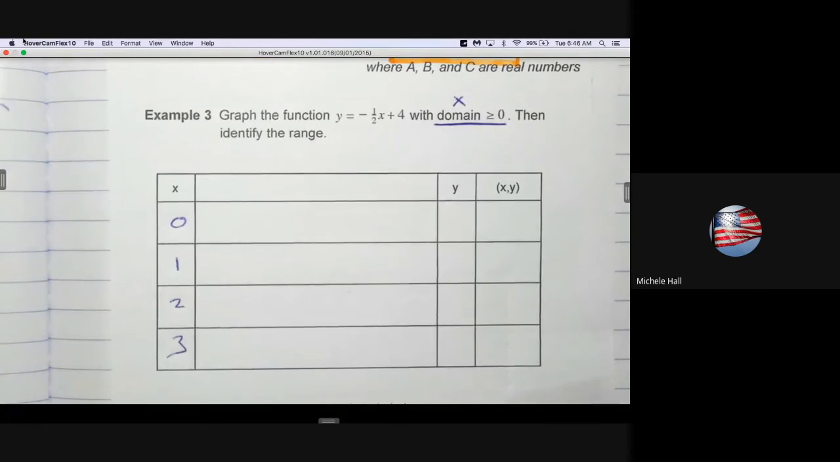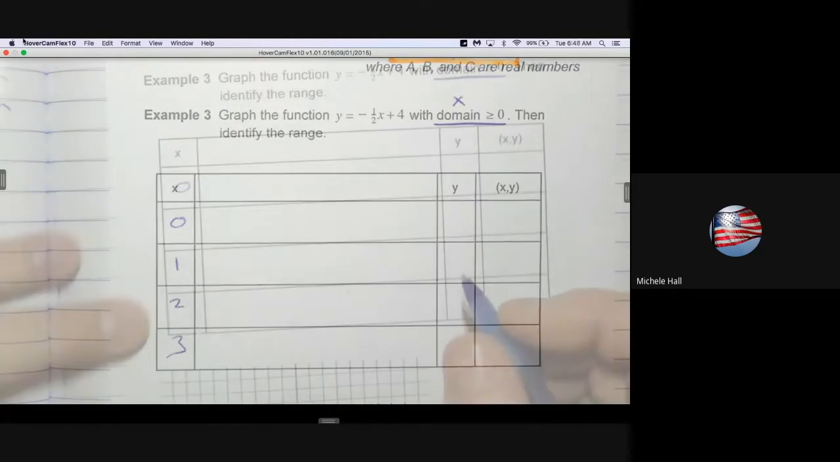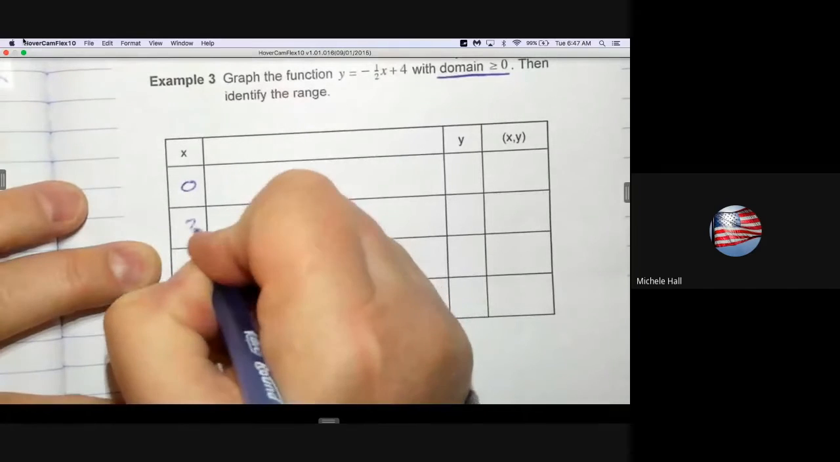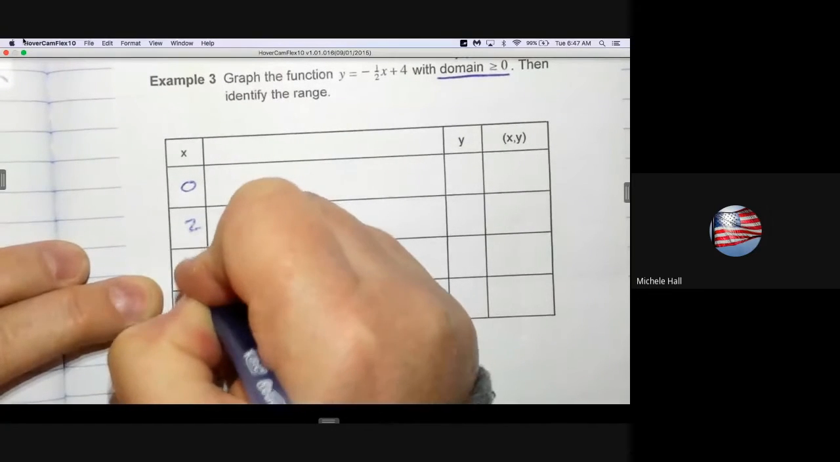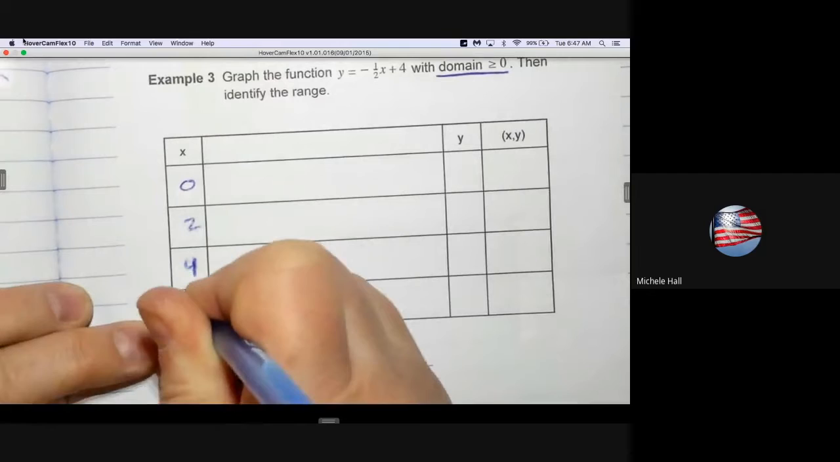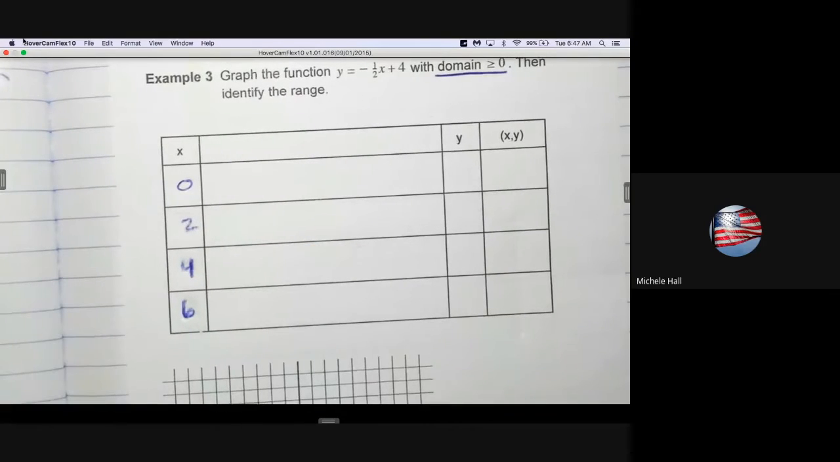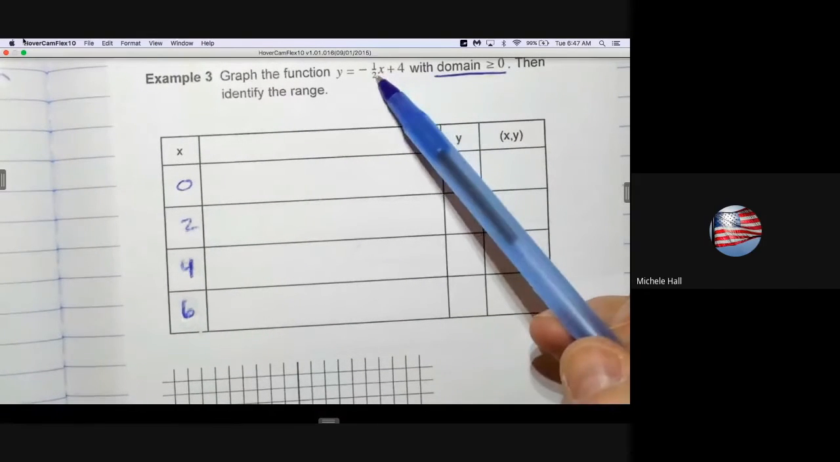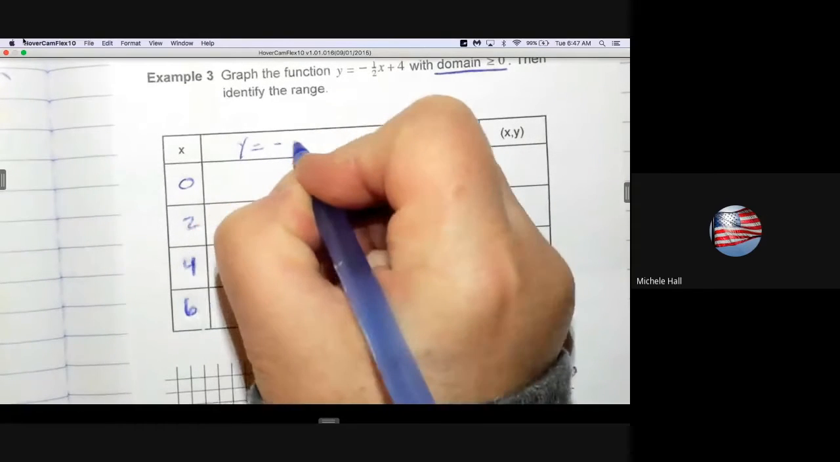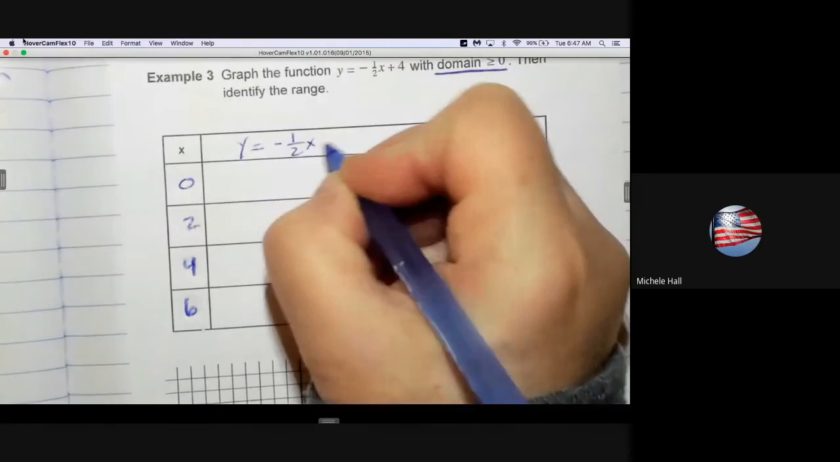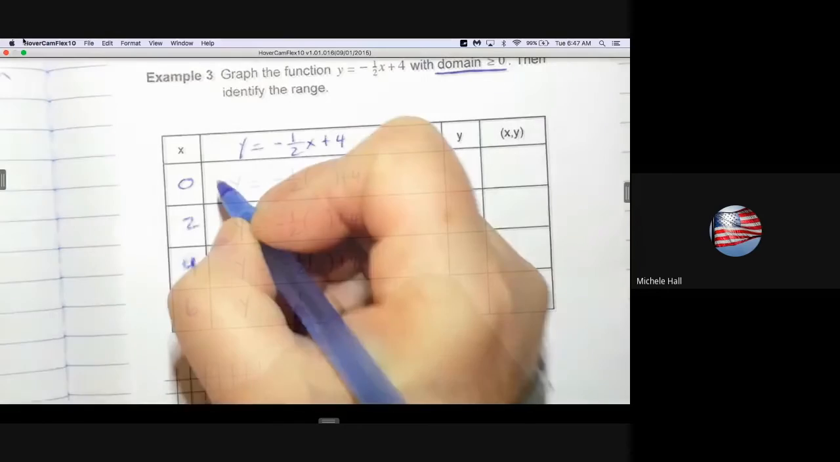I could make my life a little bit easier if I chose some different numbers here. So I'm going to choose numbers that will cancel with the denominator of 2. I'm going to choose 2 because that will divide evenly with the 2. I'm going to choose 4, and I'm going to choose 6. Those are all numbers that will cancel very nicely with this denominator. We have y equals -1/2 x plus 4.